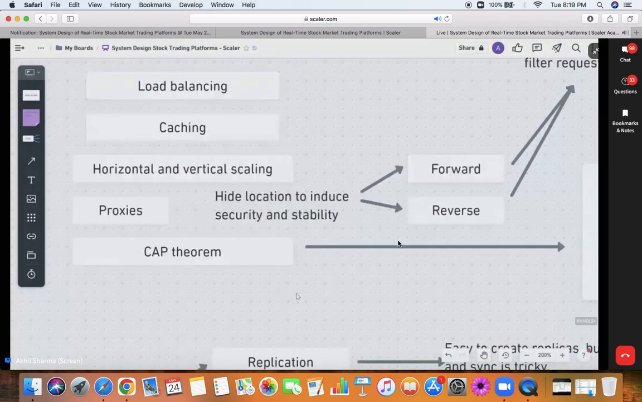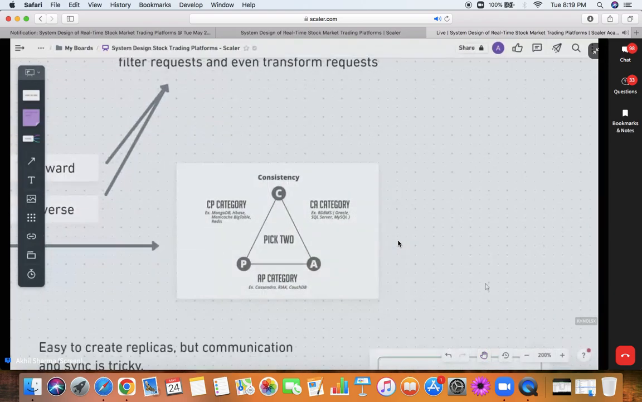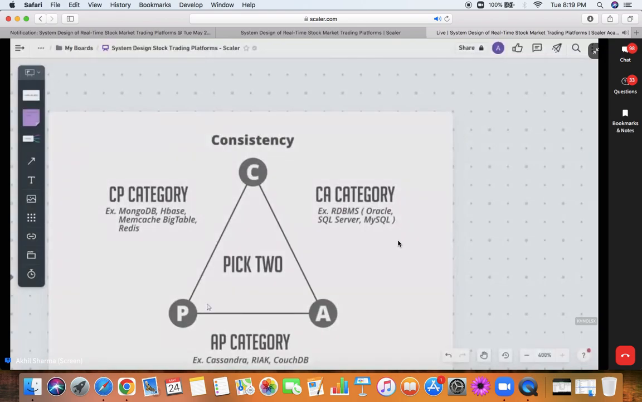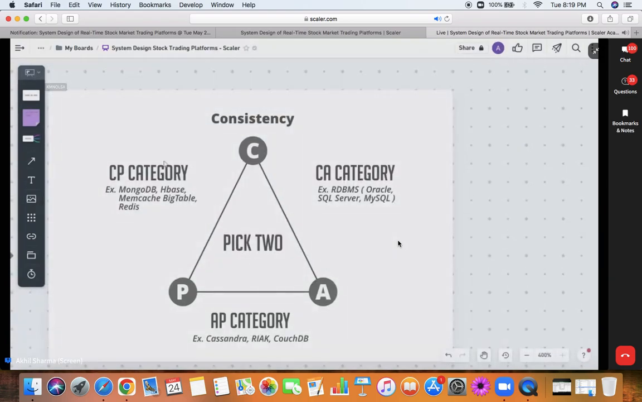Then comes CAP theorem. This is one of the most important concepts in system design. CAP theorem is basically consistency, availability, and partition tolerance. Okay. Now, here it says pick two. I got this diagram from the internet. Basically, you can either pick CP, which is consistency and partition tolerance, or availability and partition tolerance, or consistency and availability.